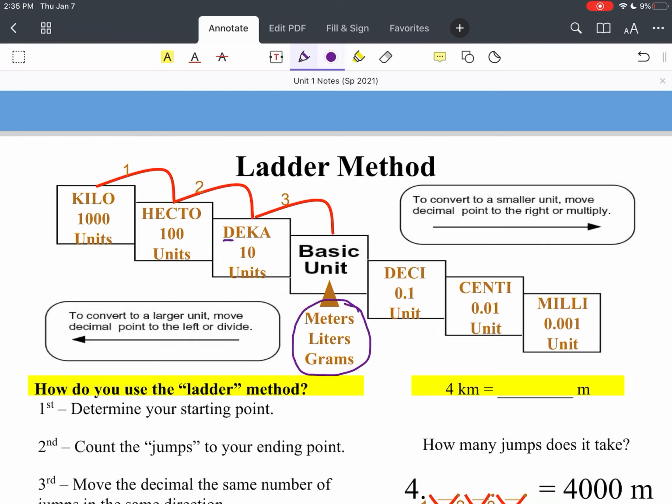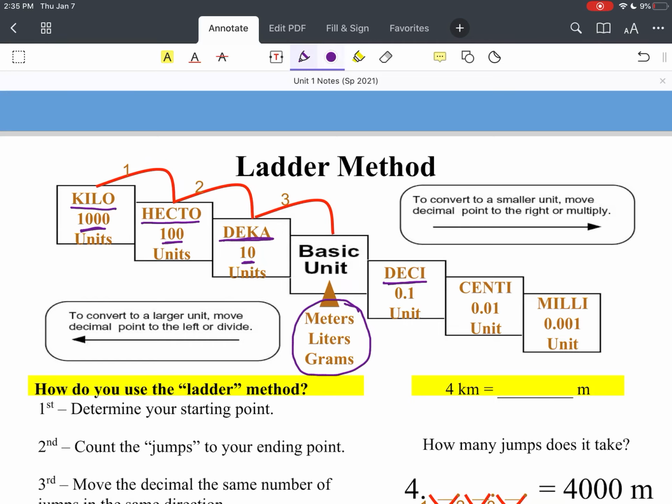If I move over to the left, I have deca. This is a prefix. Deca is basically 10 meters, so it's 10 of 1 meter, 10 of my basic units. Hecto is 100. Kilo is 1,000. We won't really use hecto and deca very much. We're going to stick to kilo, deci, centi, milli. Hecto and deca aren't very common, but you may see those sometime in the future.